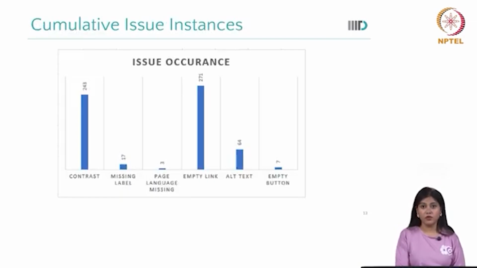What is the issue occurrence? Where are we missing out? On contrast, on empty link. We can see that empty link and alt text can still be an issue of coding, which can be verified and can be solved. But what about contrast or color contrast?